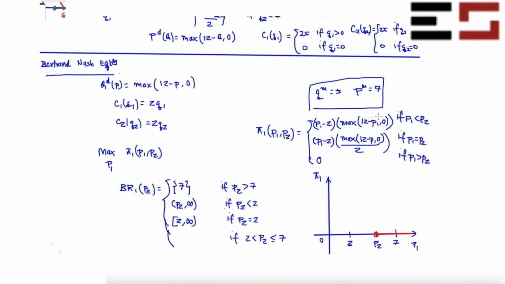So I have to figure out how this looks. Again, at 2, notice that the profit is 0, because at 2 this term will be 0, so the entire thing will be 0, because P1 is less than P2. So the profit will be 0 at this point, and there will be losses if you charge less than 2.